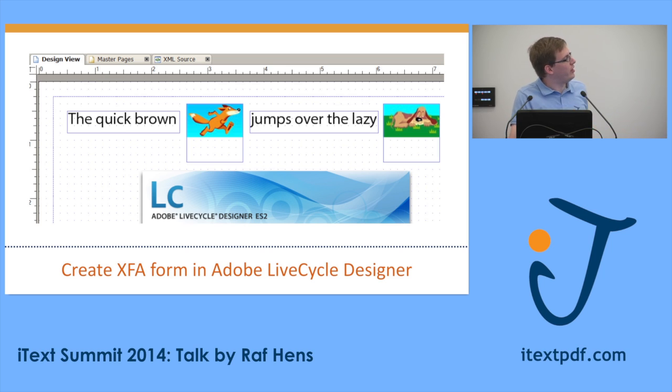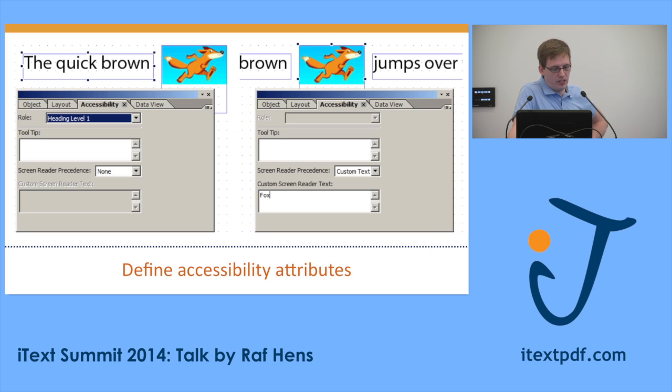So if you create in Lifecycle Designer an XFA form, a simple form that doesn't even have any fields in this case, just static text and images like the example we used before, then let's add some accessibility information. The first part of text is marked as a level 1 heading, so an H1 in terms of HTML. And for the Fox image, I've defined an alternate text, just saying Fox, like in the tagged PDF example. And this sort of information is all stored in the XFA form.